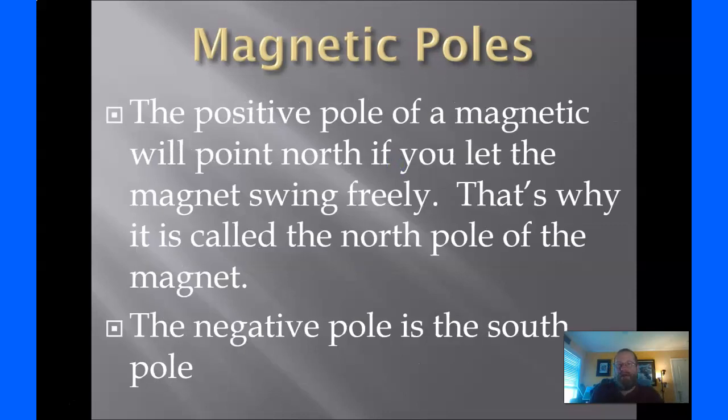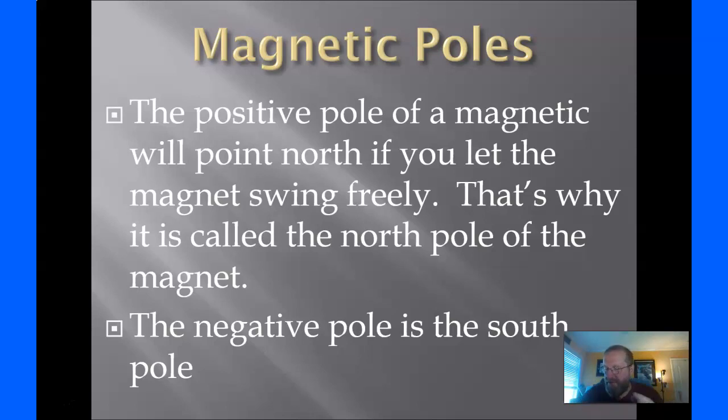Cool thing. If you let a magnet swing freely, completely freely, the positive pole will always end up pointing north, which in my house is that way. That's why we call it the north pole of the magnet. I hate calling it the north pole because it gets confusing here in a minute. I'd rather call it the north pointing pole because it points north. But they call it the north pole of the magnet. So the negative pole is the south pole because the positive pole is the north pole.